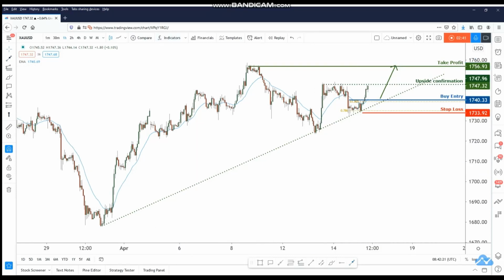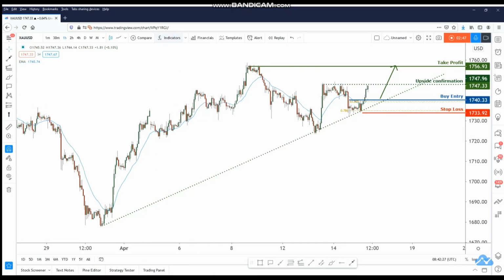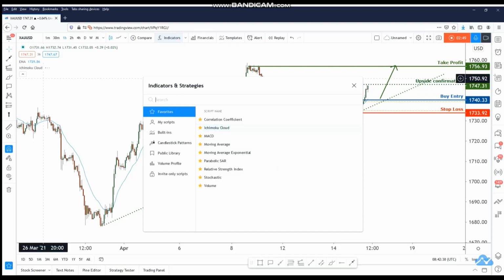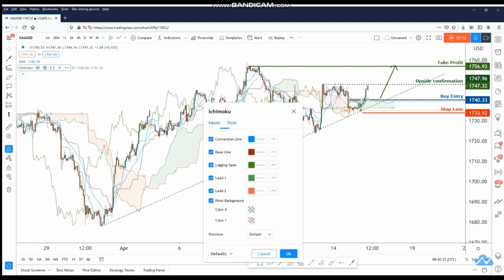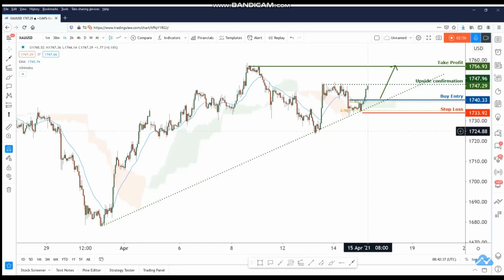And for indicators, we can see that our moving average, I use EMA 20, prices are also holding above our EMA. And I think the same can be said for Ichimoku. So let's load the Ichimoku Cloud and see what we have. You can see here that prices are also holding above our Ichimoku Cloud, so it's in line with the bullish bias that we have as well.